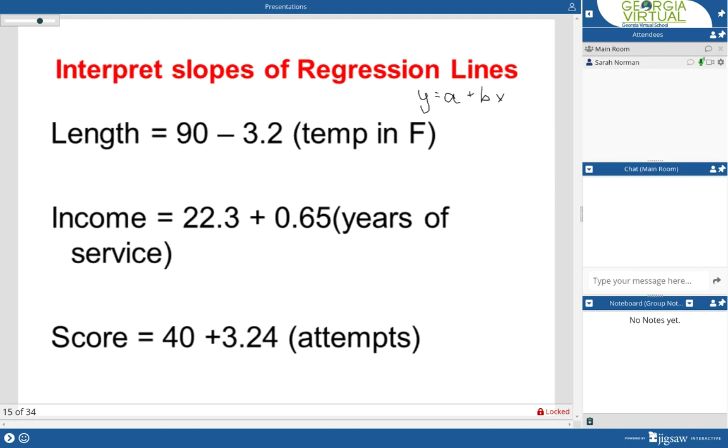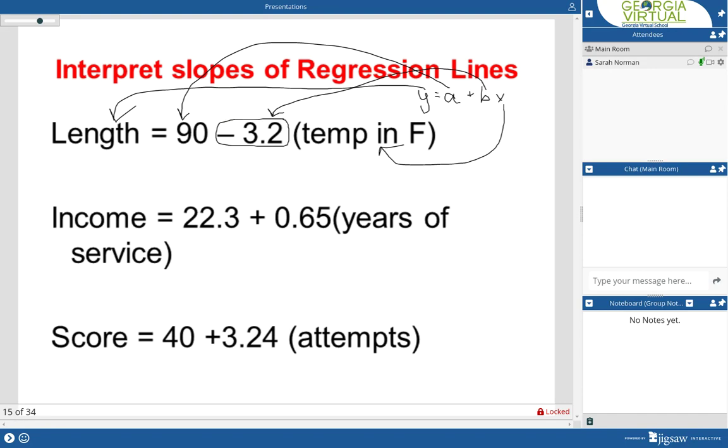So the y value represents the length. That could be in inches, centimeters, whatever. The x value represents a temperature in Fahrenheit. A, which is your y-intercept, is positive 90. And B, which is your slope, is negative 3.2. Remember that if you have a minus 3.2, that's going to be that your slope is negative.